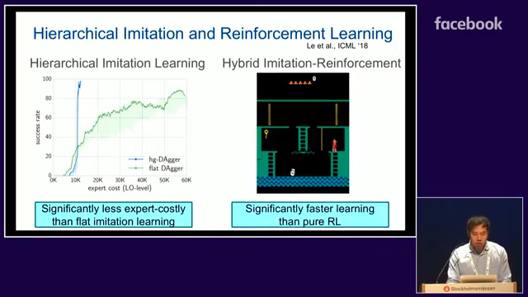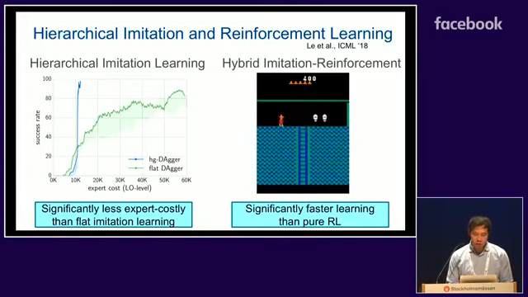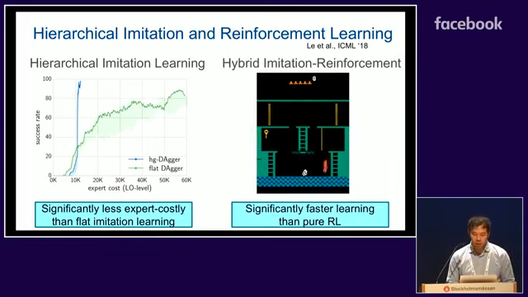We also extend our approach to hierarchically composed imitation learning at the top level and reinforcement learning at the low level, and apply it to the challenging Atari game Montezuma's Revenge. We show that using only a modest amount of expert feedback, the algorithm can still learn significantly faster than using pure reinforcement learning.